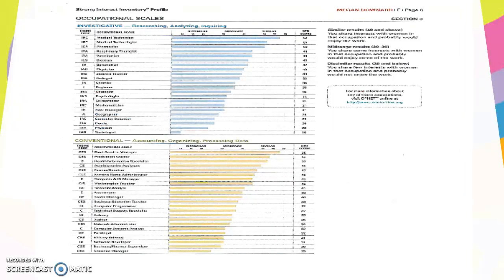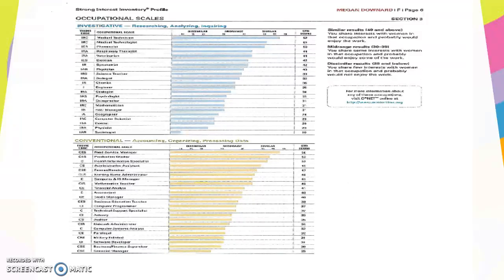The next page that you will see in your assessment results should be page 6. Now, pages 6, 7, as well as 8 will give you occupational scales. It still provides you with all 6 categories and provides you with a list of careers for each category. However, for the sake of the class, you really should only focus on the top 3.